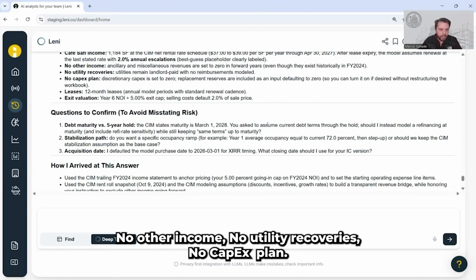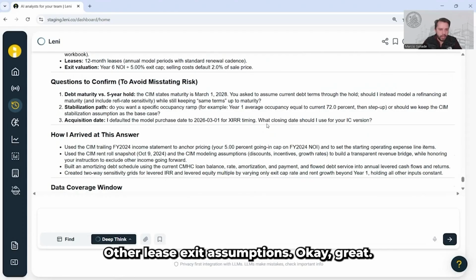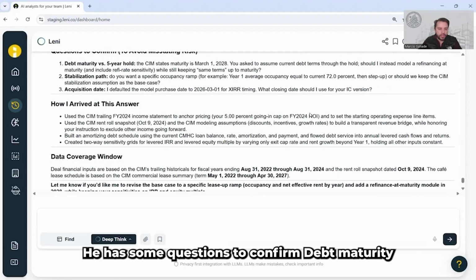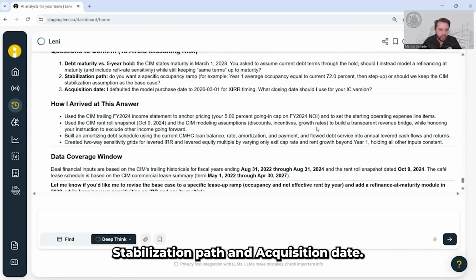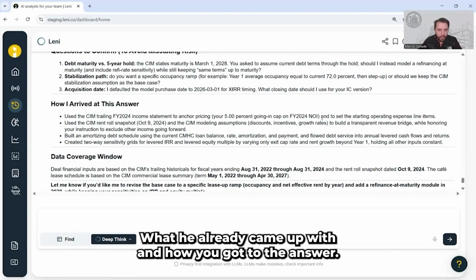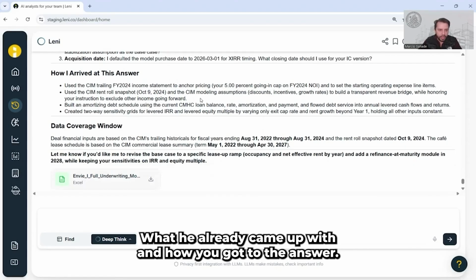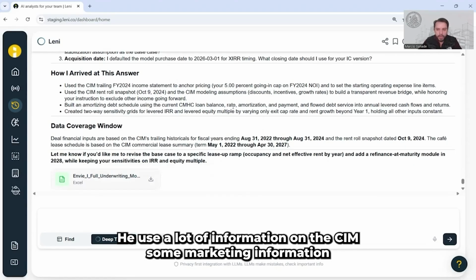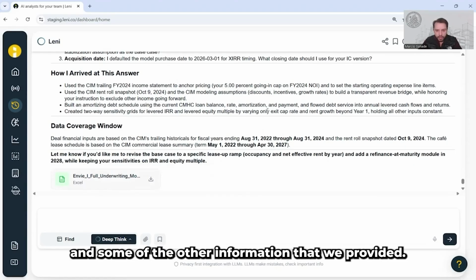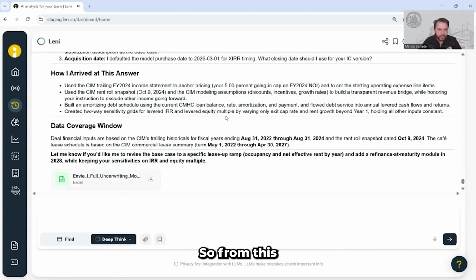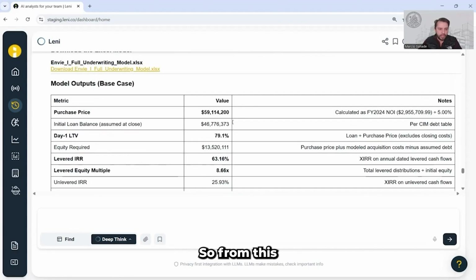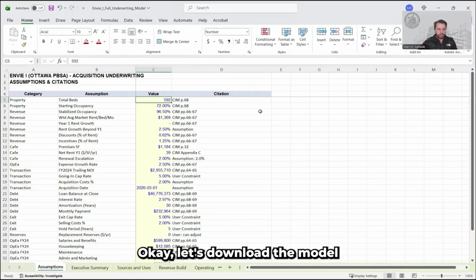No other income, no utility recoveries, no CapEx plan, all the lease exit assumptions. Okay, great. He has some questions to confirm the maturity, stabilization path, and acquisition date. We're going to use the default for now, what he already came up with, and how he got the answer. He used a lot of information on the SIM, some market information, and some of the other information that we provided. So from this, okay, let's download the model.